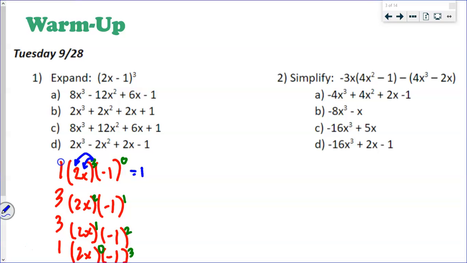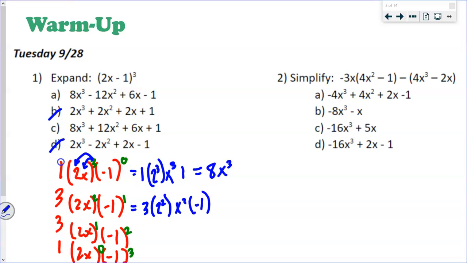So this is going to be equal to 1, and then 2 to the third, x to the third, and then this is 1 again. So that's going to be 8x to the third. So right now we could cross out these two answers because we know they're not right. And then we're going to do 3 again, then do 2 squared and x squared, and then times a negative 1. So that's going to be 3 times 4 times negative 1. So that's going to be negative 12x squared.